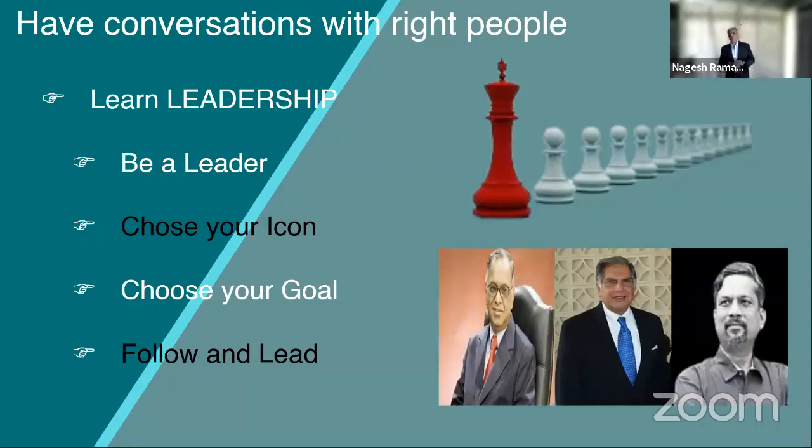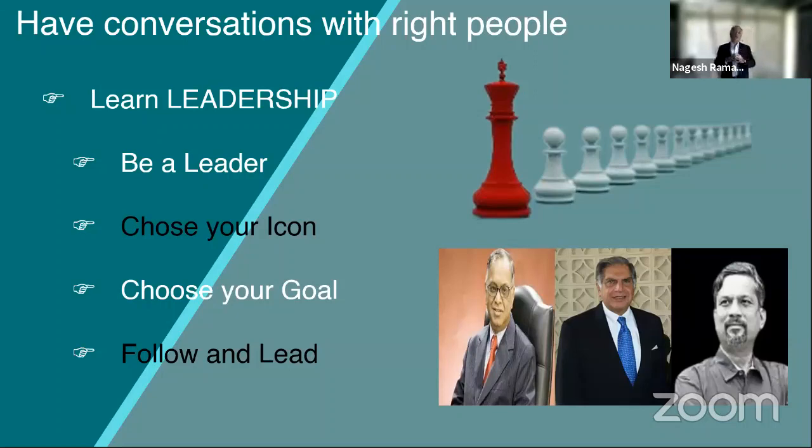Choose your goal. Choose your icon. Then choose your goal. If you don't have a goal, what you want to do, then where is that leadership? Where will you have the followers? You can't be standing on the top of the mountain one day and say, "Today I'm leader, you guys, you follow me." Nobody will follow you like that.